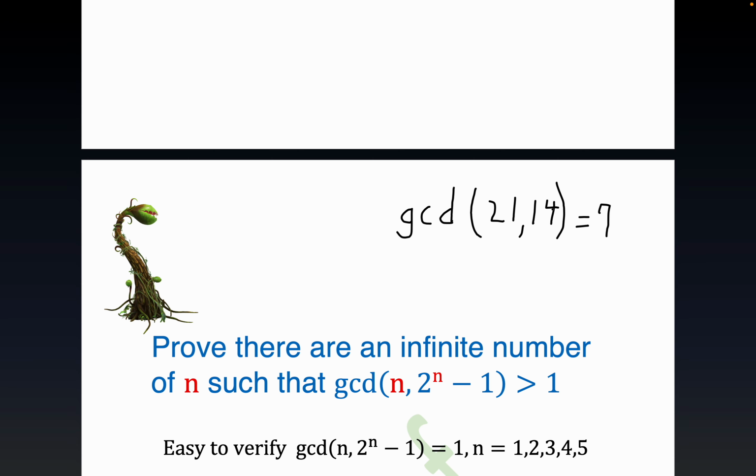Nothing bigger than that divides both of these except 1. Now we're supposed to prove, this comes from Sierpinski's 250 problems. I think it's 51A. I'll put it in the description if I can remember. We're supposed to show there are an infinite number of positive integers, I didn't write that down, such that the greatest common divisor of n and 2 to the n minus 1 is greater than 1.